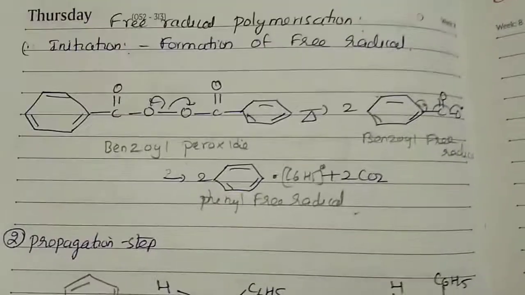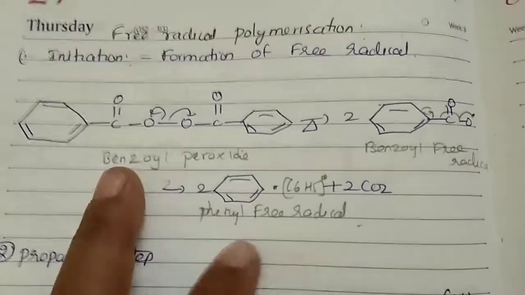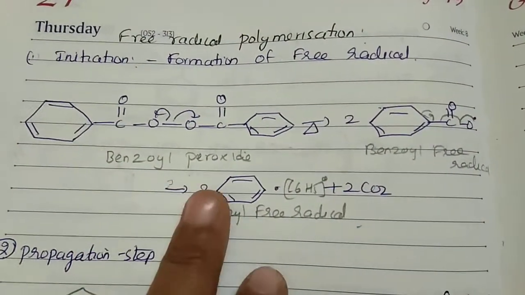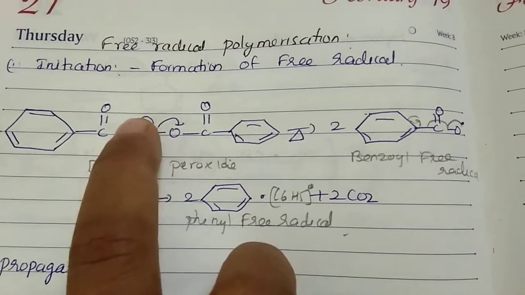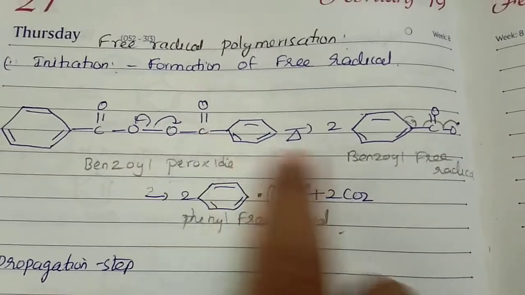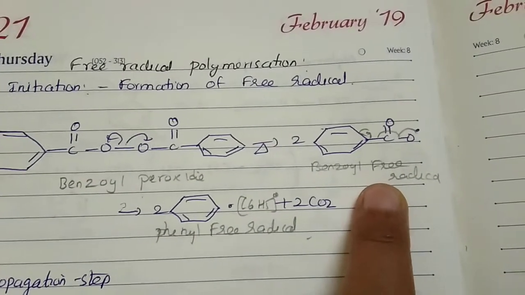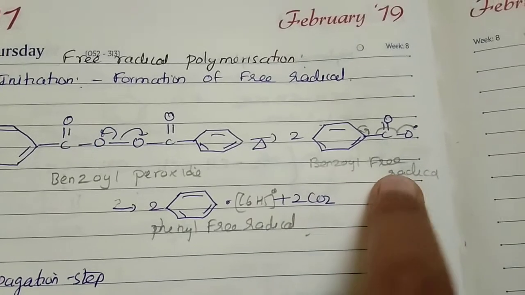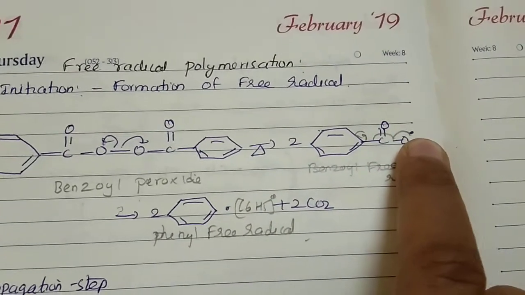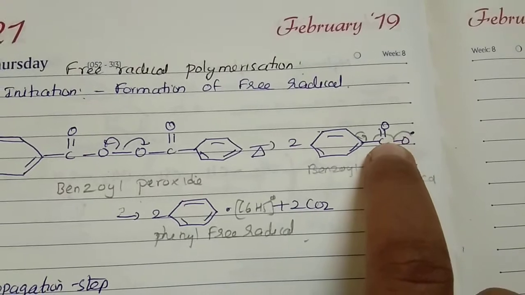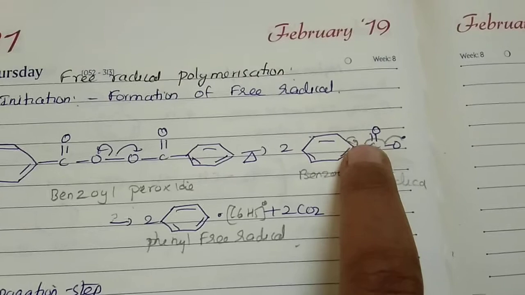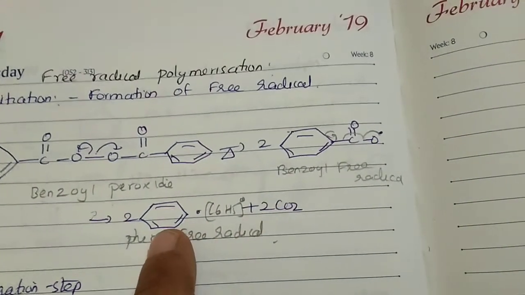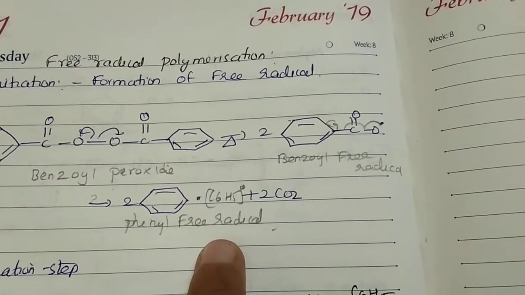Okay. Next, free radical polymerization. First initiation. Formation of free radical from benzoyl peroxide. Here the sharing of bond: this oxygen takes 1 electron, this oxygen takes 1 electron. So it forms benzoyl free radical, 2 molecules of benzoyl free radical. So here this free radical moves here, this bond 1 electron moves here, 1 electron moves here. It forms 2 CO2 plus 2 molecules of phenyl free radical.